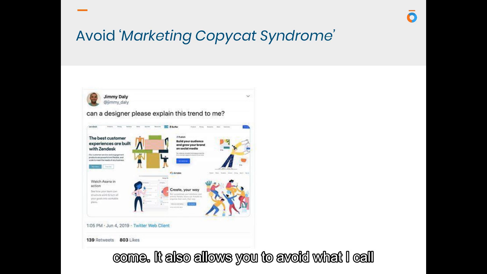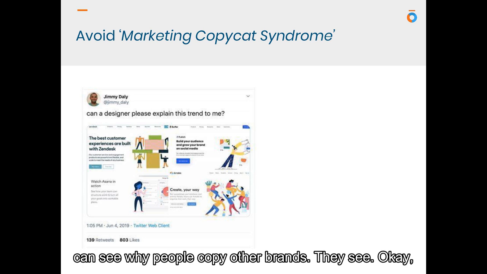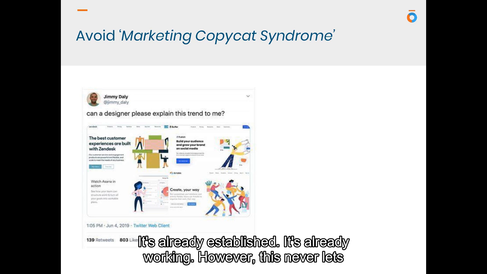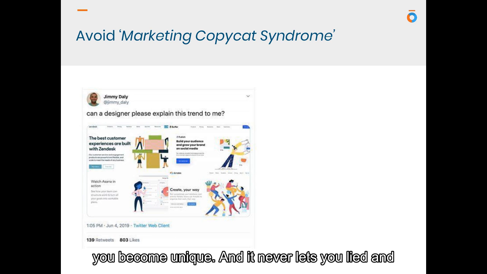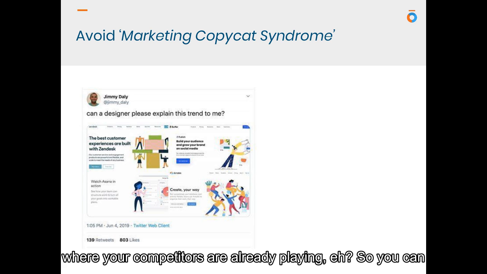It also allows you to avoid what I call marketing copycat syndrome. And this is very, very common. I can see why people copy other brands. They see, okay, this is working well for them. Let's just do it. It's already established. It's already working. However, this never lets you become unique, and it never lets you lead and capture that blue ocean, that open territory where your competitors aren't already playing.